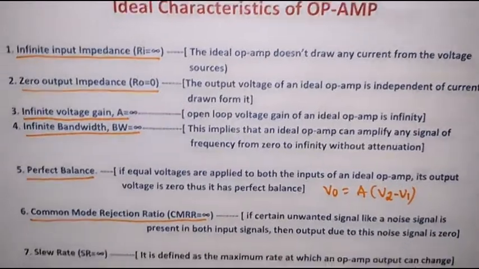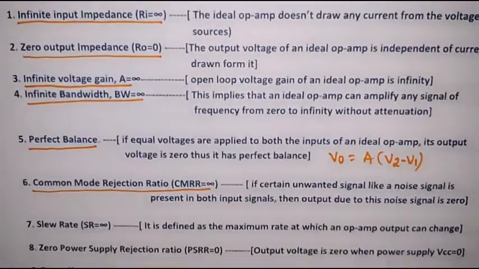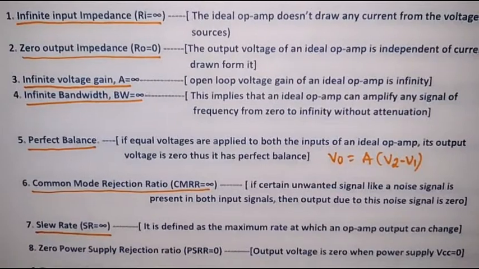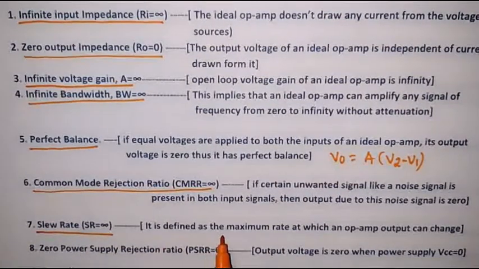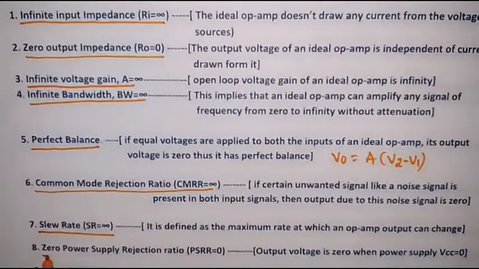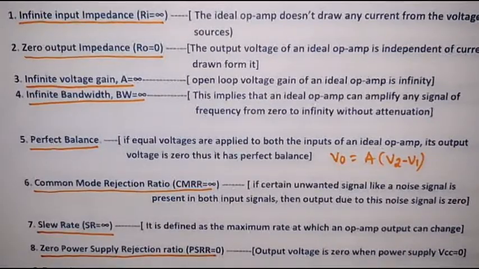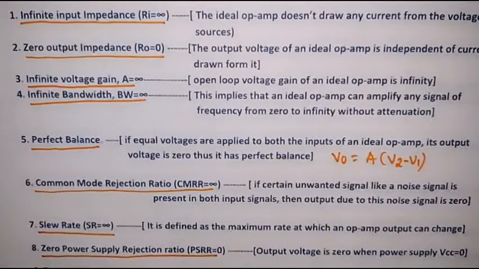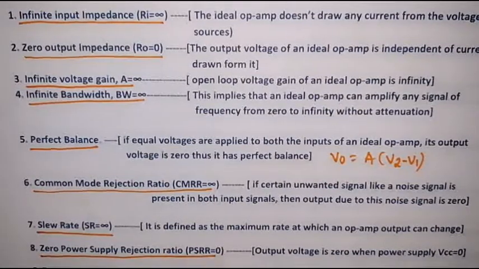Slew rate must be infinity, that is, it is defined as the maximum rate at which op amp output can change. The next characteristic is zero power supply rejection ratio, that is PSRR. The power supply rejection ratio of ideal op amp is 0.